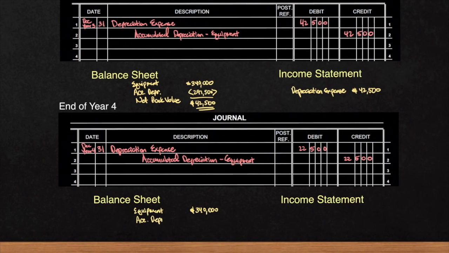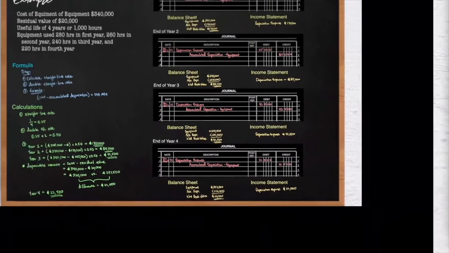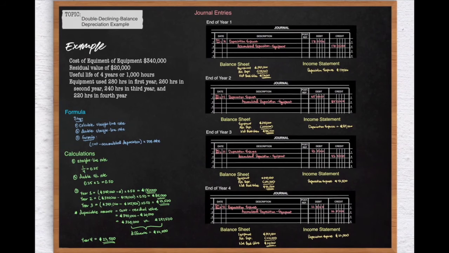Equipment is $340,000. Accumulated depreciation is $320,000. And look, the net book value is $20,000, which is your residual value in the problem. Debit depreciation expense on the income statement for $22,500. And there you have it. That is your double declining balance. Please remember, be careful on the very last year or right before the last year, because you usually do not plug it back into the formula.